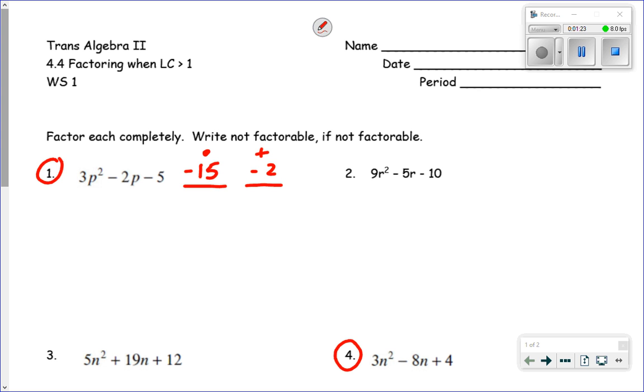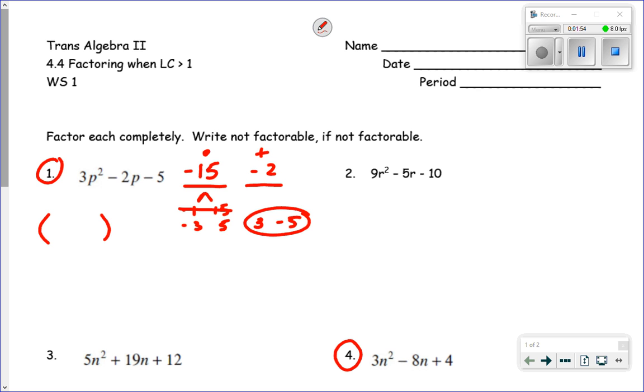Okay, so we're finding two numbers that multiply to negative 15 and add to negative 2. So my options, negative 1 and 15, negative 3 and 5. All right, so negative 1 plus 15, not going to get us negative 2. Negative 3 plus 5 would be positive 2, but we need negative 2. So that means what I need to do is switch the sign. So it's going to be positive 3, negative 5. So that's going to be the pair that I use.